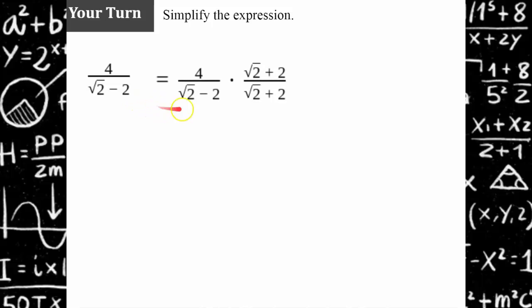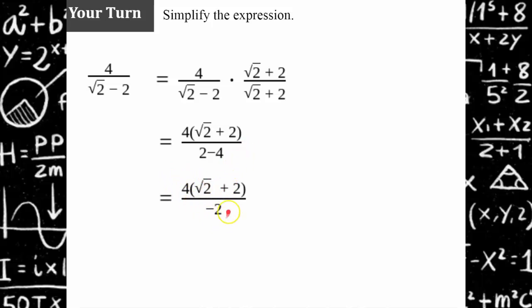Welcome back. So I found my conjugate, the square root of 2 plus 2, created my factor of 1, multiplying, leaving my distributive property here while I simplified. The square root of 2 times the square root of 2 is 2. Negative 2 times 2 is negative 4. Simplify your denominator and you get negative 2. Once again, we can see we can simplify. 4 divided by negative 2 is negative 2.